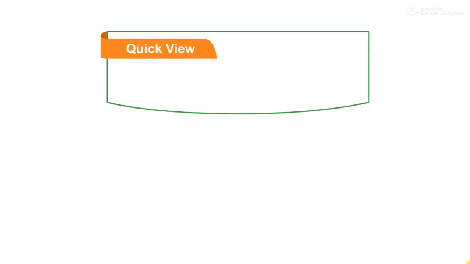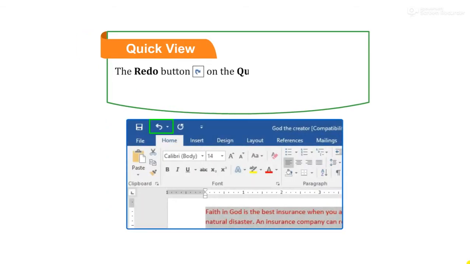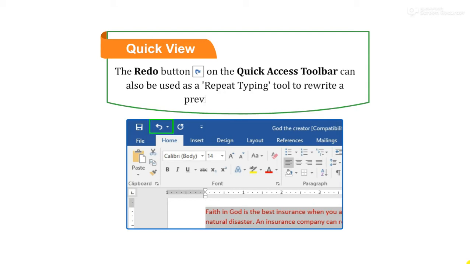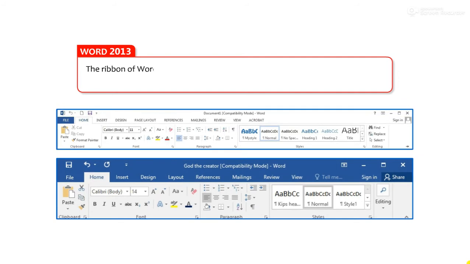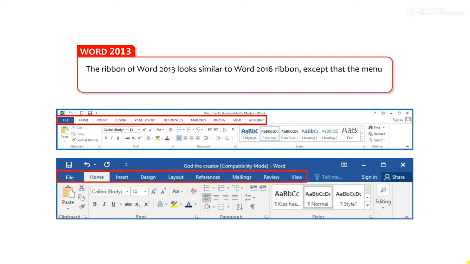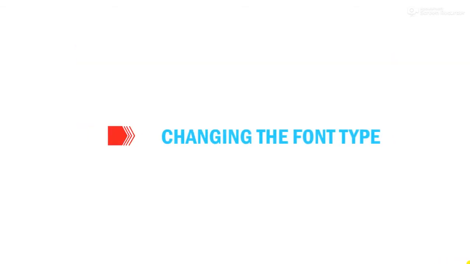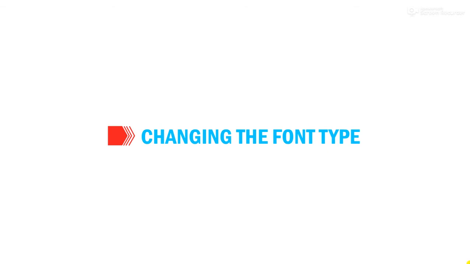Students, note that Redo button on the Quick Access toolbar can also be used as a repeat typing tool to rewrite a previously typed word. Word 2013. The ribbon of Word 2013 looks similar to Word 2016 ribbon, except that the menu names appear in capital letters. Now let us learn how to change font type.